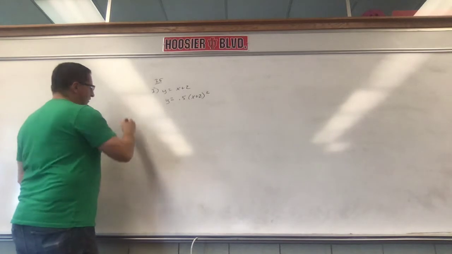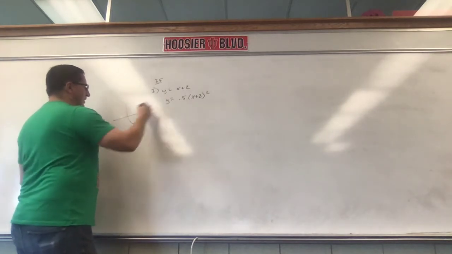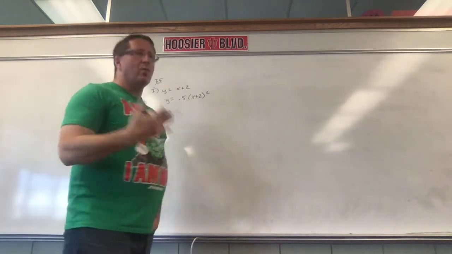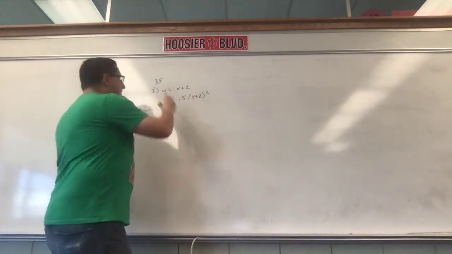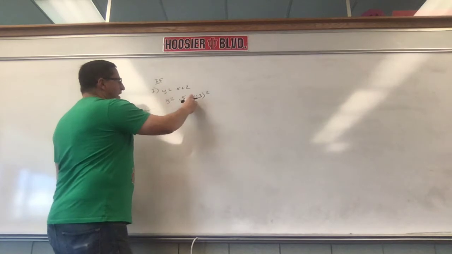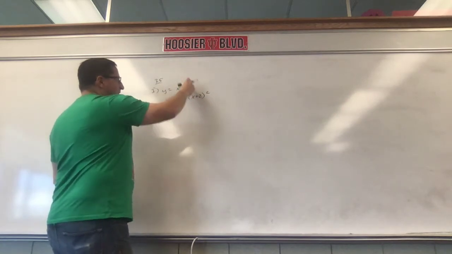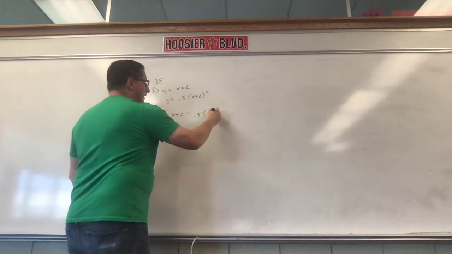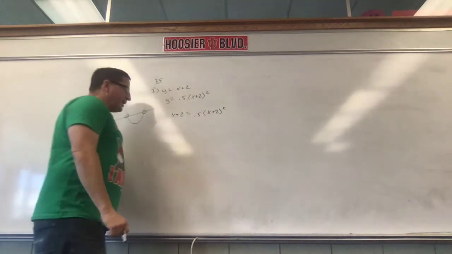If I give you a parabola, say this is the parabola and here's the line, the solution would be here and here. Well, I've got to find out where those points are. If y equals this and y equals that, then this equals that. So I'm going to write this equals that. x plus 2 has to equal 0.5 x plus 2 squared.